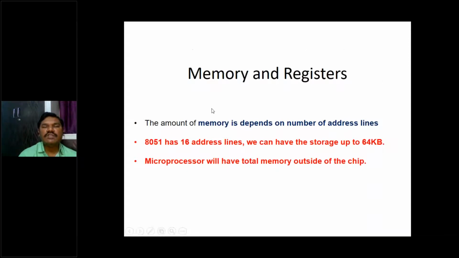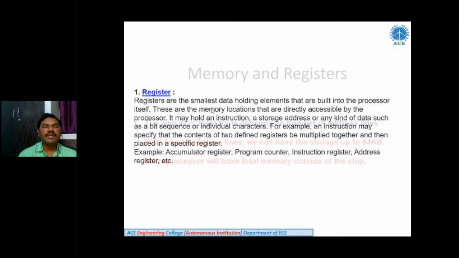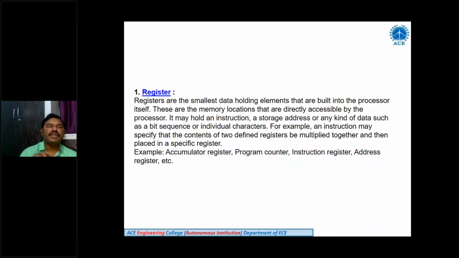Then what is a register? We know that in the first unit it was also explained. Registers are the smallest data holding elements that are built into the processor itself. These are memory locations too, but they are used to store only a small amount of data, meaning either 1 bit, 4 bits, 8 bits, or 16 bits of data only.